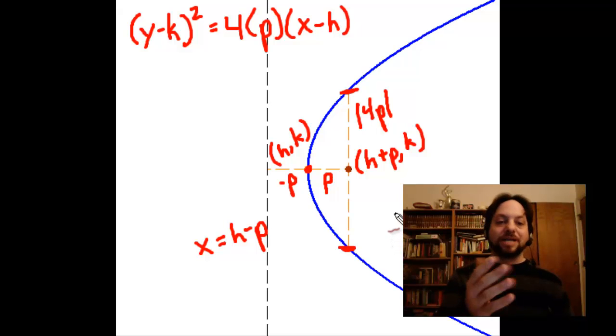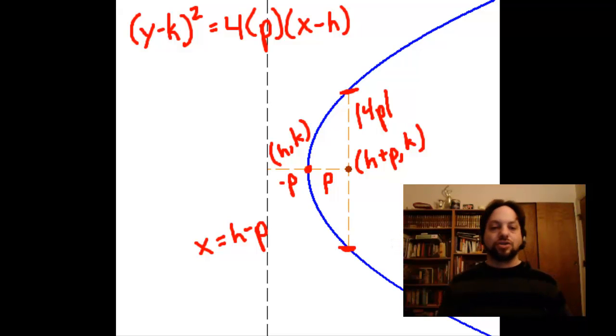Now, again, when p is positive, it's going to open up to the right. When p is negative, it'll open up to the left. And with all that information, why don't we go ahead and take a look at our first couple of examples here.